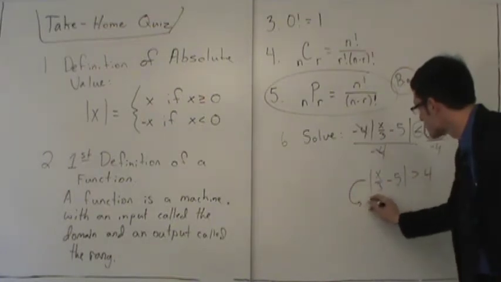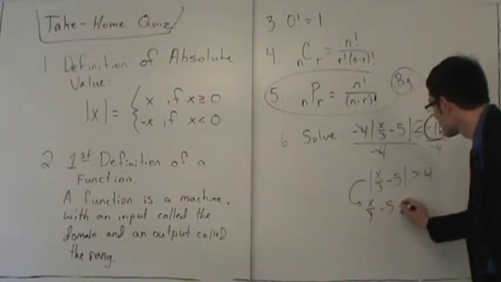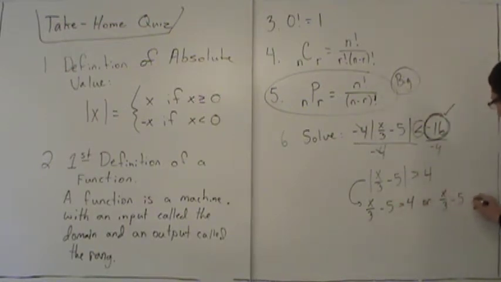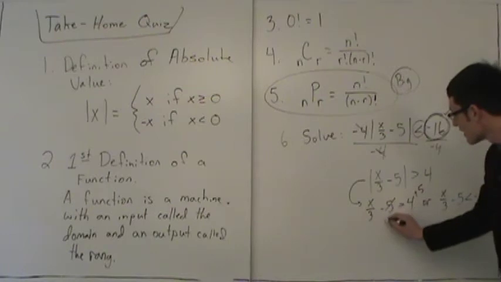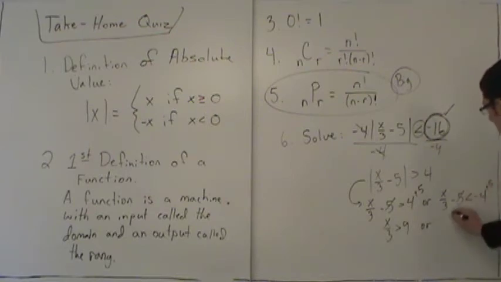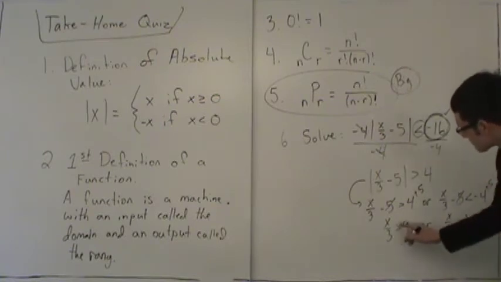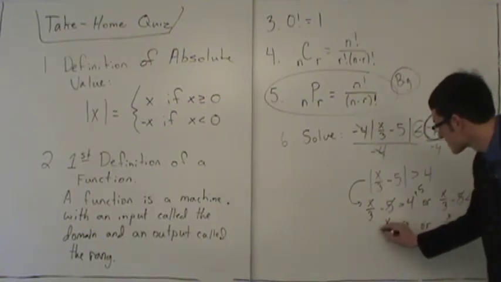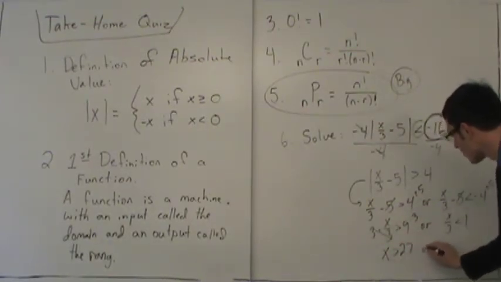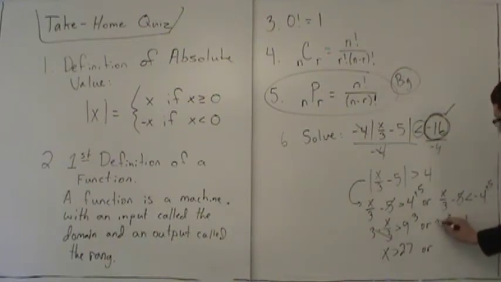We write two inequalities. x over 3 minus 5 is greater than 4, or x over 3 minus 5 is less than negative 4. Now, add 5. x over 3 is greater than 9, or add 5 over here, x over 3 is less than, when the signs are opposite, we subtract 1. Now, if x is being divided by 3, we have to multiply by 3. We end up with x is greater than 27, or x is less than 3.